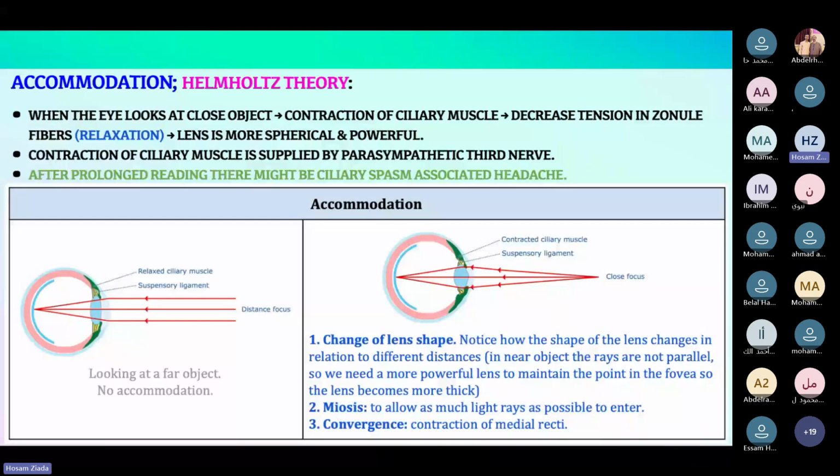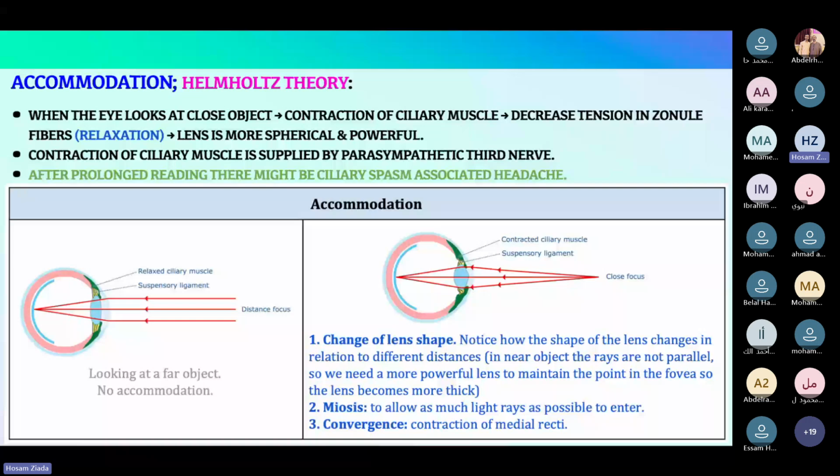So the accommodation events are three: change of lens shape by the ciliary muscle contraction, parasympathetic third nerve; miosis, which allows as many light rays as possible to enter in the center, parasympathetic fibers of the third nerve; and finally the convergence by the medial recti, which is by the motor fibers of the third nerve.